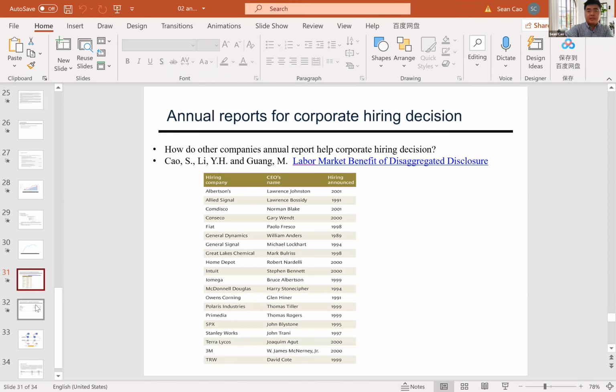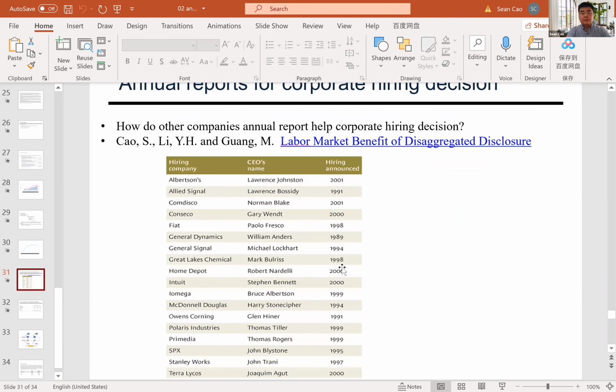Today, I'm going to talk about the second example of analyzing annual reports. What's the example about? The reference for the example is from the paper I sent you, on the labor market benefits of disaggregated disclosure. You can see the example from the paper, and we will have a presentation on this in more detail. But I want to go over this with you quickly so you can get an idea.